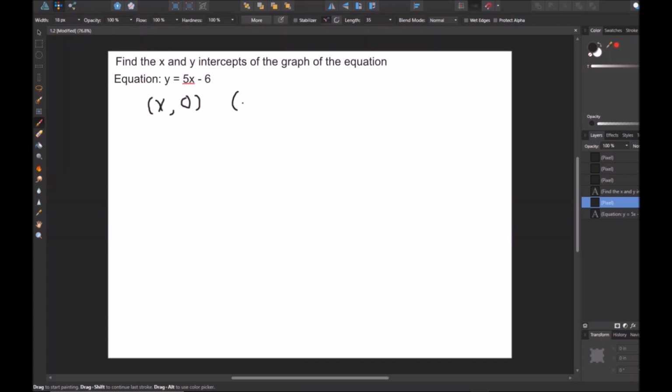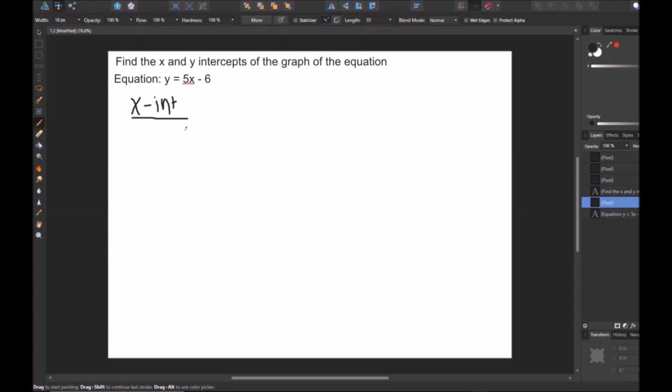And for the y-intercept, it's always going to be (0, y), meaning the x value is always going to be 0, and y is going to change depending on which equation we're given. Which means that, depending on which one of these intercepts we're finding, one of the variables in this equation is going to be 0. So let's start by finding the x-intercept, and I'll just abbreviate it to int.